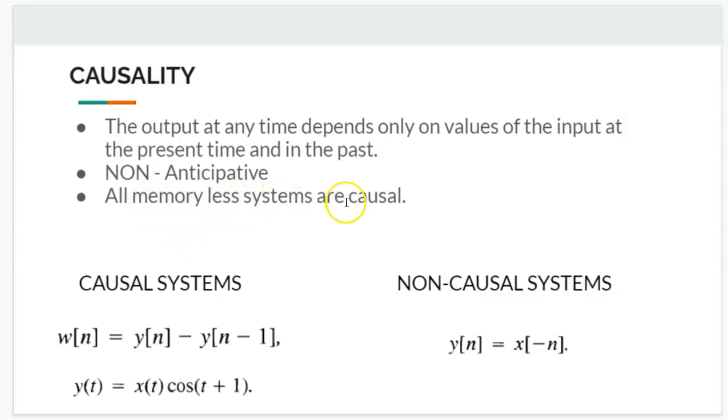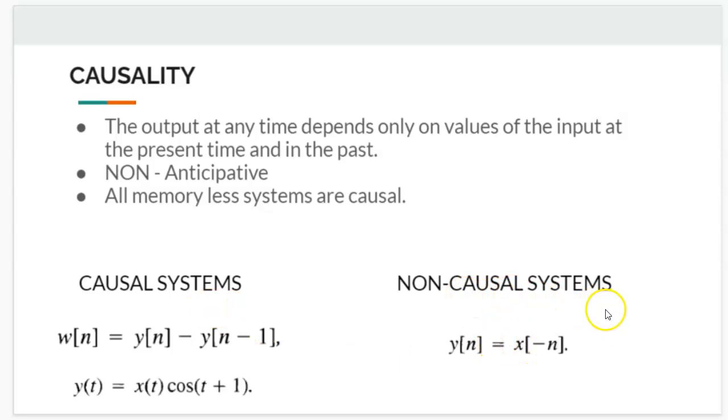And obviously all memoryless systems are causal, because there is no memory associated with them, neither past nor future memory. And it's quite tricky here. If you see the causal systems example, it's pretty straightforward. You have y of n minus y of n minus 1, where y of n is present and this is a past input, so there is no way it could be non-causal. If you look at this one, y of n is x of minus n. You may say minus n is again something related to the past, so this could also fall under causal systems.